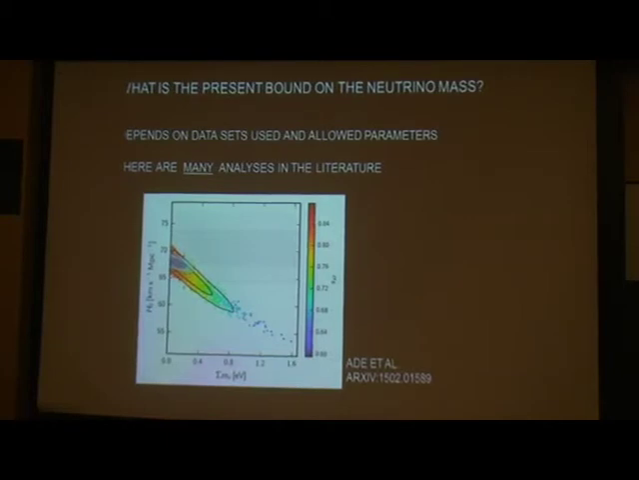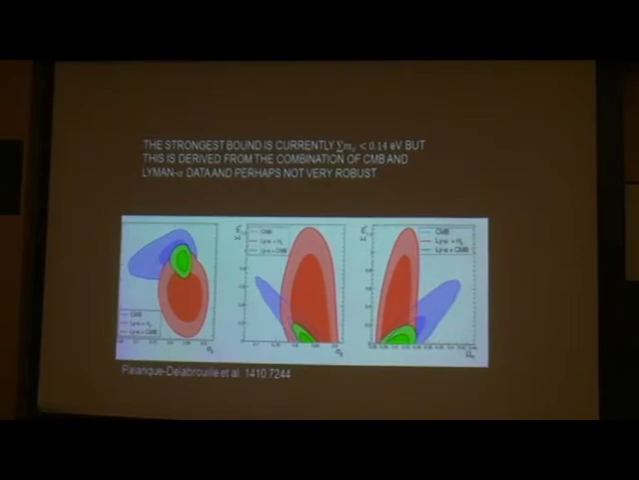Then if you add other types of data, of course, you get a more stringent constraint. If you add BAO data, you get a much better constraint. It goes down to about 0.3 electron volts. If you add other types of auxiliary data, you can push it down even further. This is the most stringent bound, I think, published. It's from before the last data release of Planck, but that's not going to change things very much, because most of the constraint in this paper actually comes from the combination of Planck data with data measured in what's known as the Lyman alpha forest. This is measuring the power spectrum on very small scales at very high redshift.